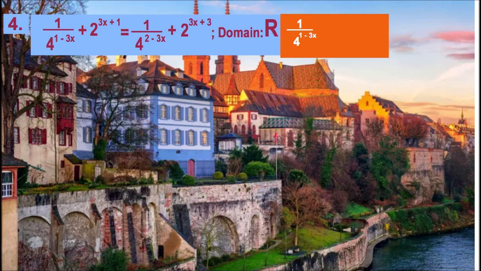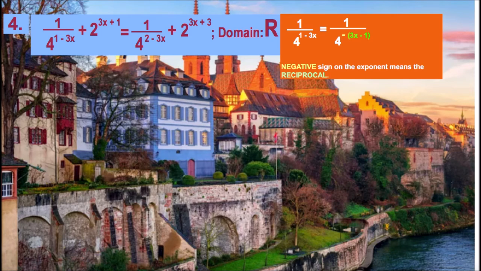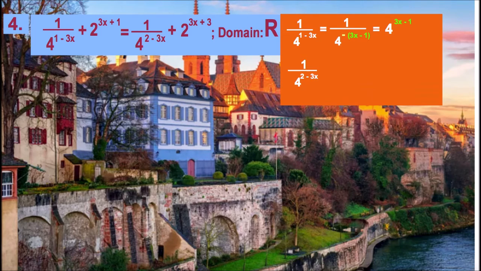1 over 4 raised to the power 1 minus 3x. Factor negative 1 in the exponent, equals 1 over 4 raised to the power negative the quantity 3x minus 1. Negative sign on the exponent means the reciprocal. So it's equal to 4 raised to the power 3x minus 1. And we'll do the same kind of trick on 1 over 4 raised to the 2 minus 3x. It equals 1 over 4 raised to the negative the quantity 3x minus 2, which equals 4 raised to 3x minus 2.